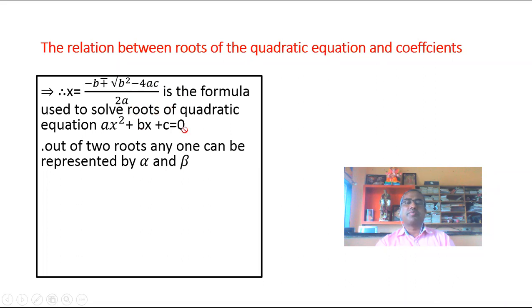There are two roots of any quadratic equation when you solve by using the formula, where we consider one root is alpha and the other root is beta.